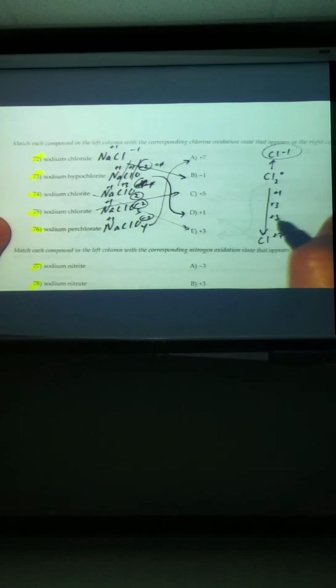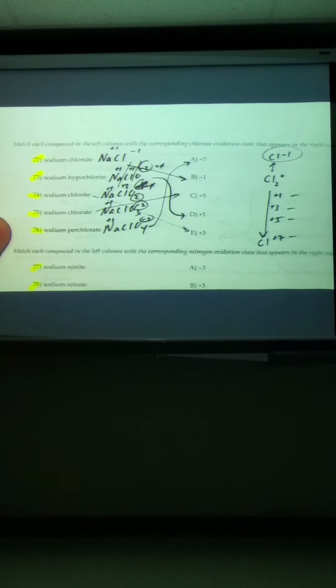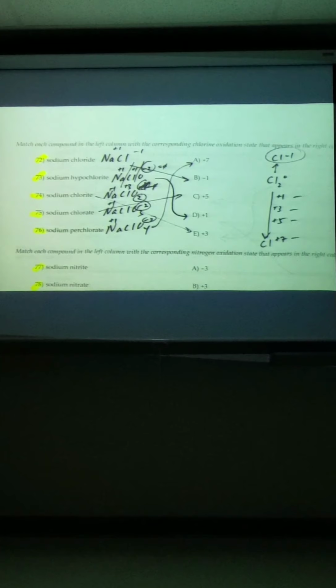So notice those odd numbers. This is with 1 oxygen, 2 oxygens, 3 oxygens, and then 4 oxygens. Worst case scenario would be 4 oxygens, 4 bullies. That's terrible. Same thing kind of happens for nitrogen here.